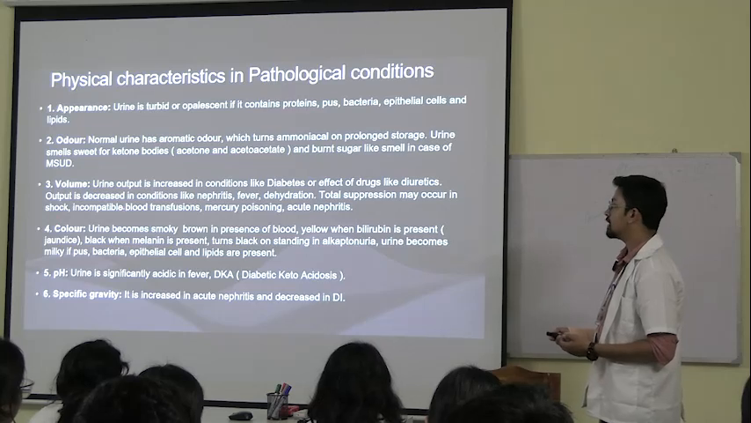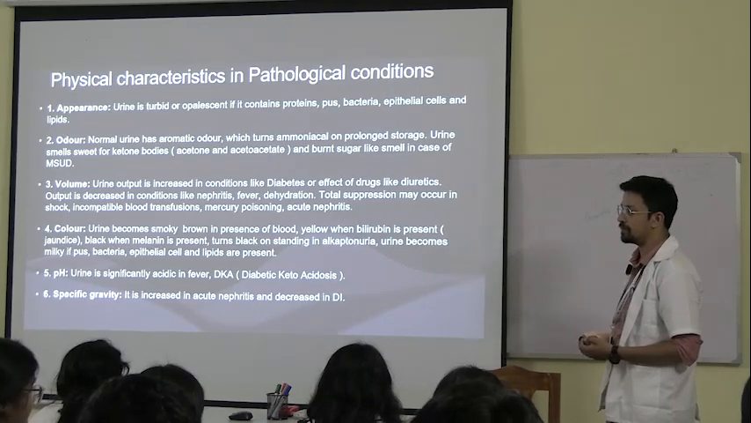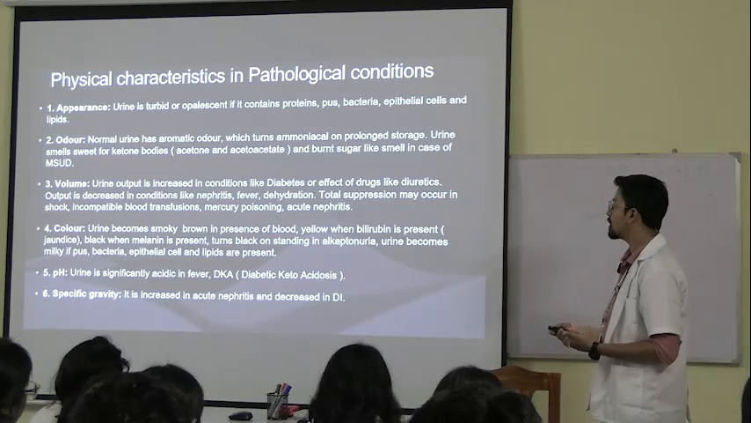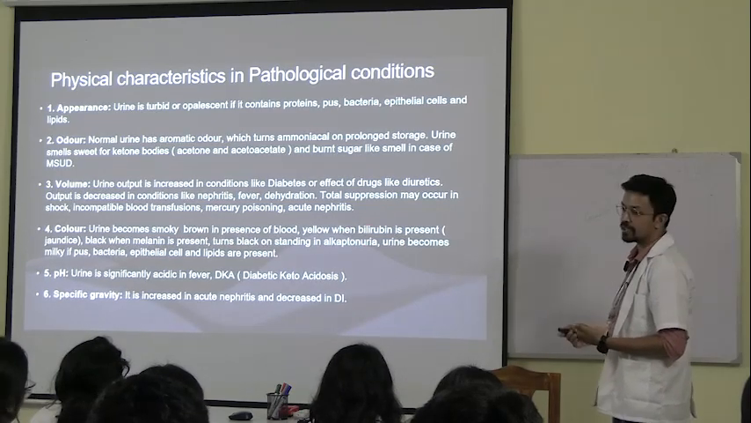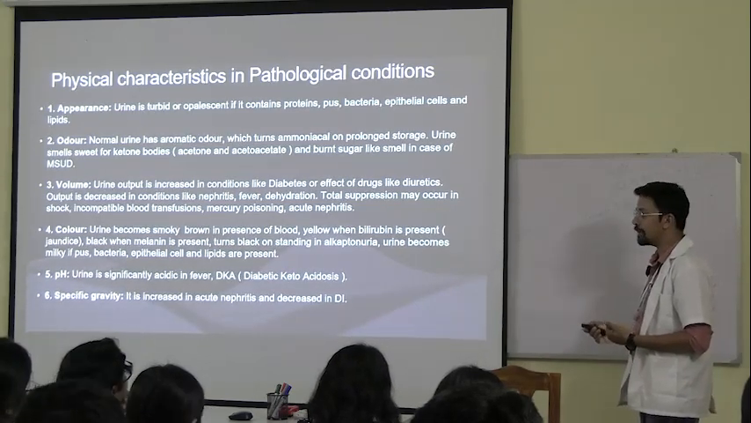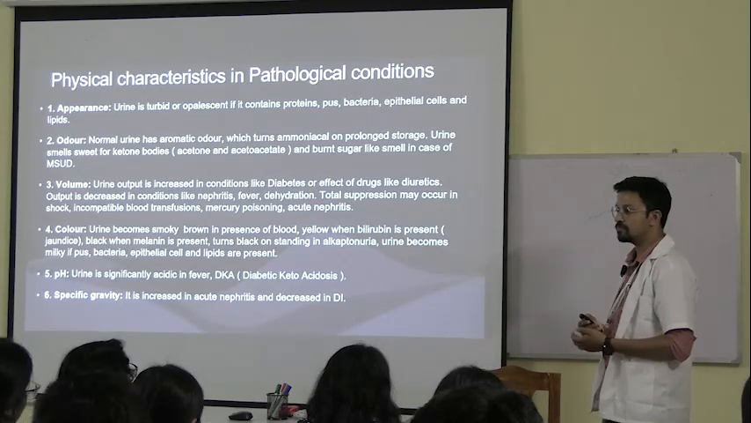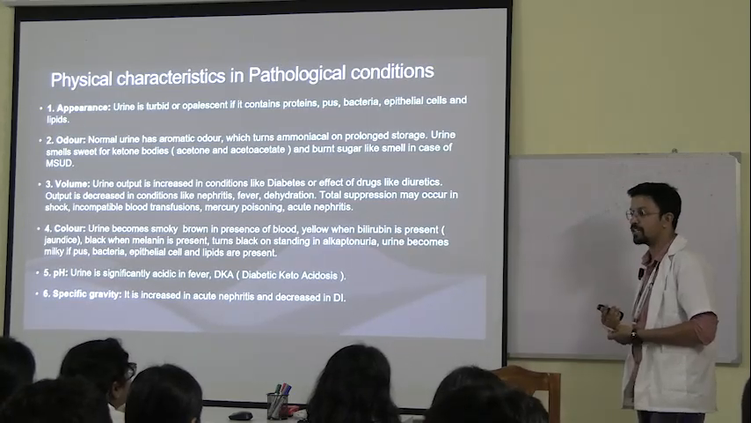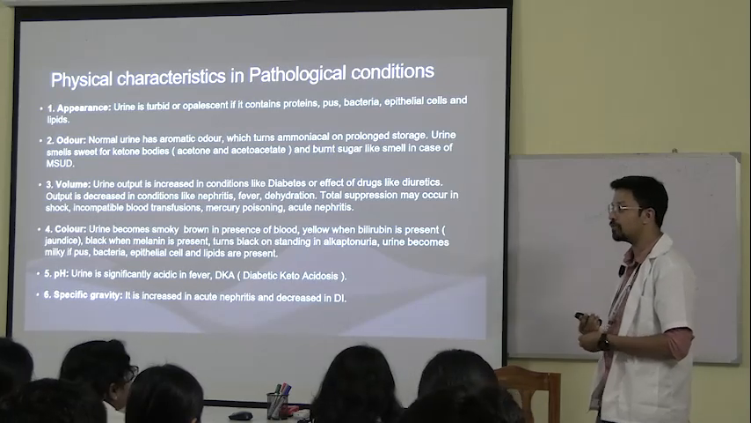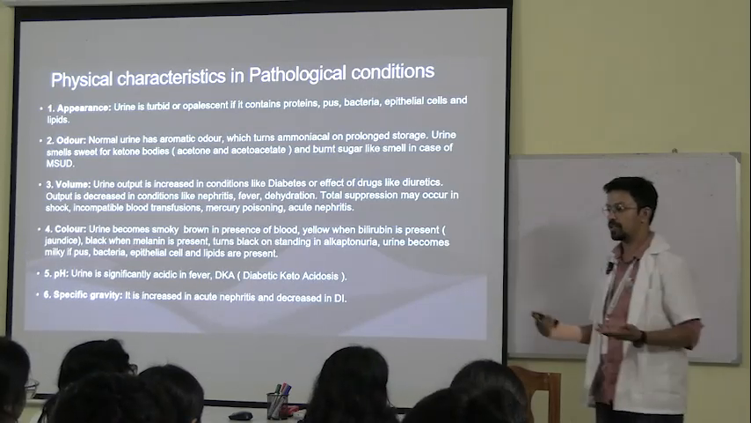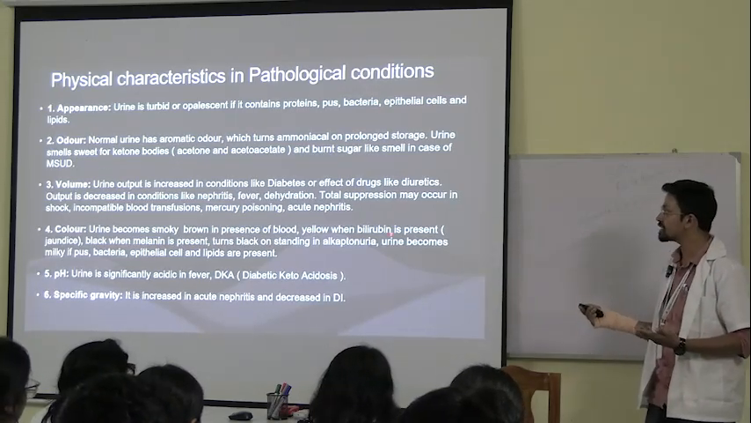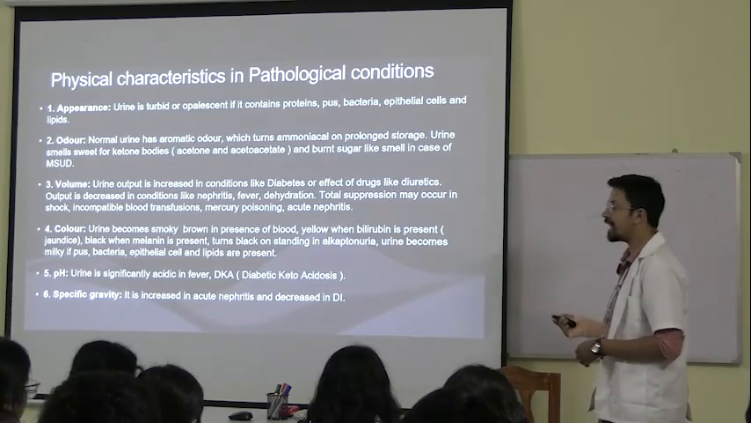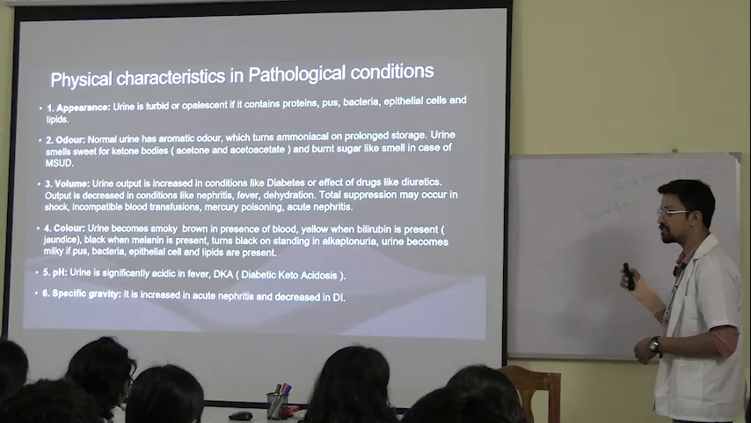Now the color. Urine becomes smoky brown in presence of blood. If blood is there, hematuria, it will become smoky brown. If there is bilirubin, can anybody tell me when there can be bilirubin in urine? Jaundice. In case of liver pathologies, the bilirubin is high in the body, urochrome is too much in the body, and that urochrome is converting into bilirubin and ultimately coming out in urine, and that is giving the dark yellow color, not the pale yellow color as normal.